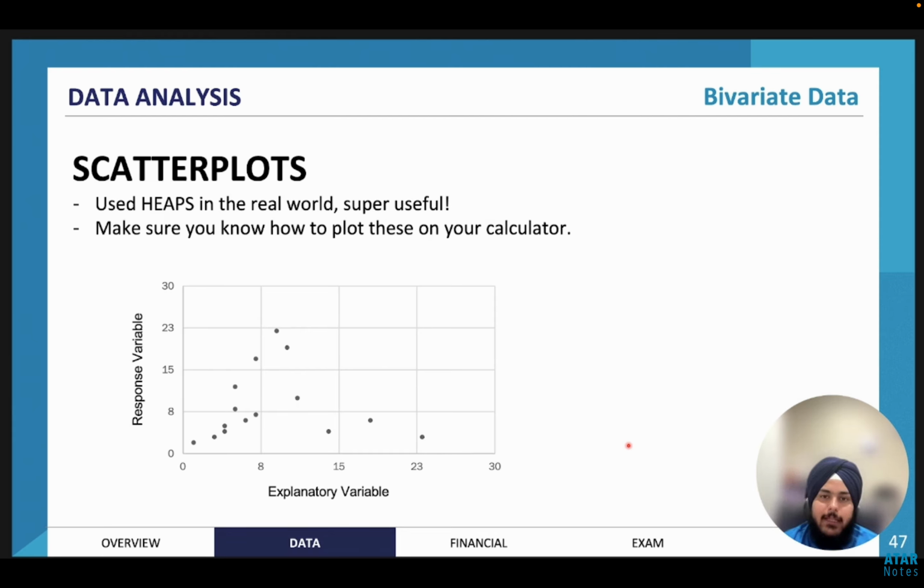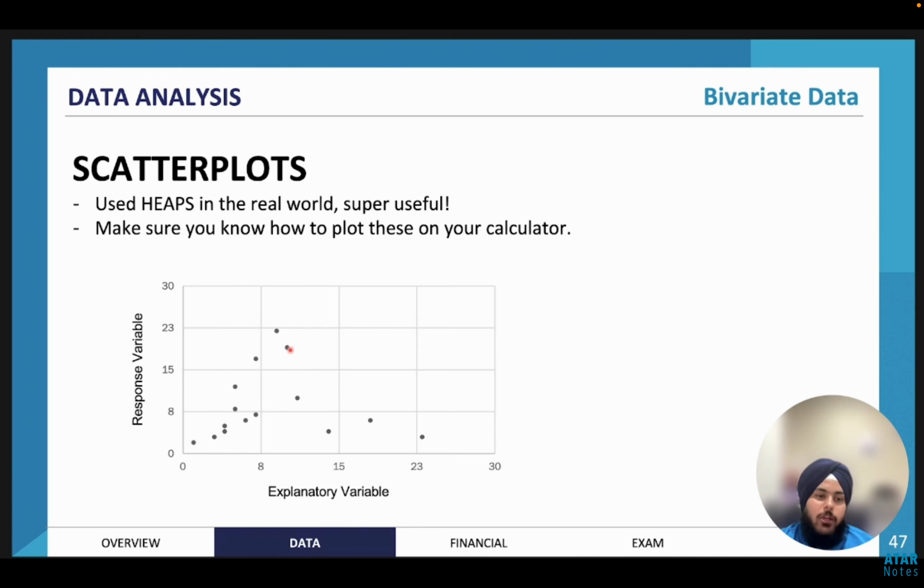Okay, so next we'll look at scatter plots. Scatter plots are again just a type of graph which represents two numerical variables. We will have the explanatory variable on the x-axis and the response variable on the y-axis. And what these dots represent is sort of like the union between the explanatory and the response variable.